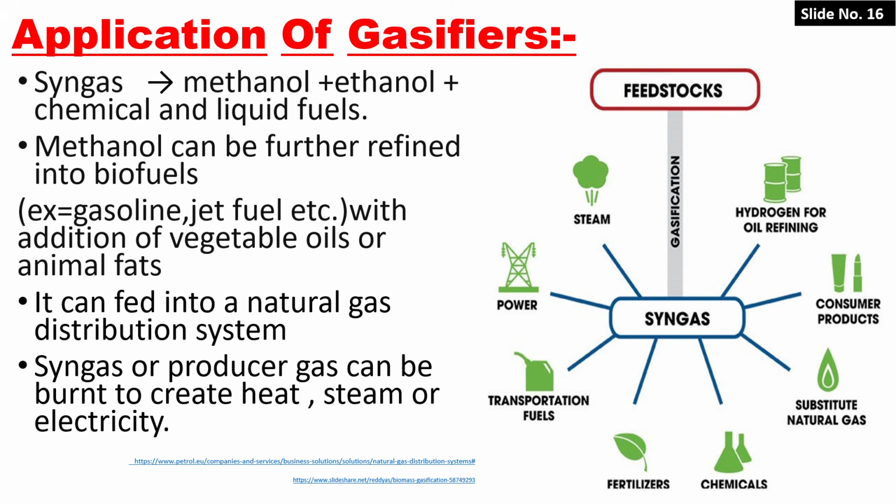Syngas can be converted into methanol, ethanol and other chemical and liquid fuels. Methanol produced through gasification can be further refined into biofuels, for example gasoline, jet fuels, etc., with the addition of vegetable oils or animal fats.